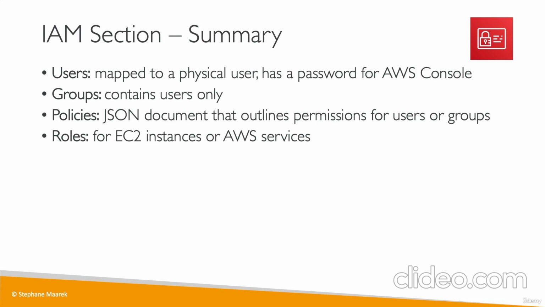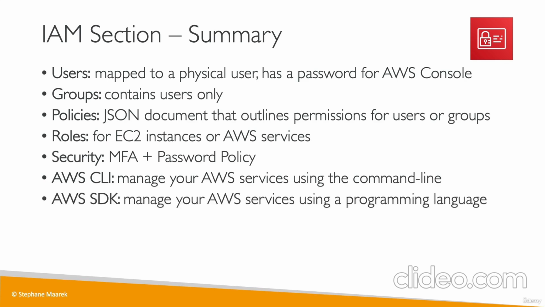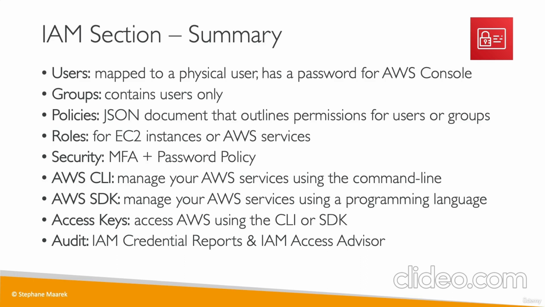other AWS services. We've seen that for security, we can enable multi-factor authentication, or MFA, and also set a password policy for our users. We can use the CLI to manage our services using the command line, or the SDK to manage our AWS services using a programming language. Finally, we can create access keys to access AWS using the CLI or the SDK. And finally, we can audit our IAM usage by creating an IAM credentials report and also using the IAM Access Advisor service.